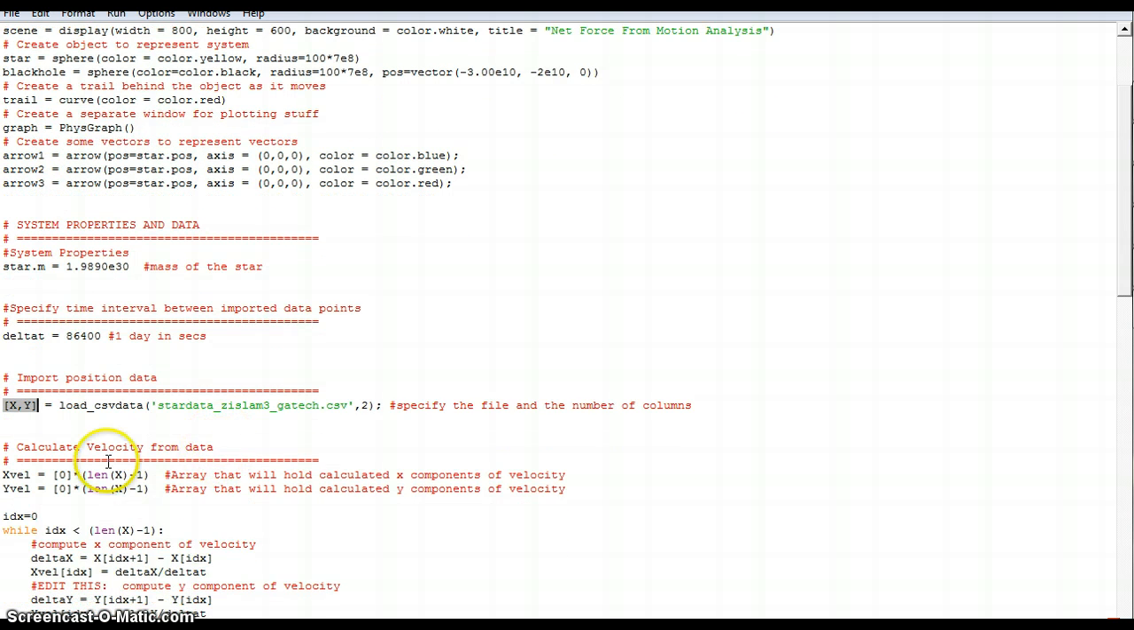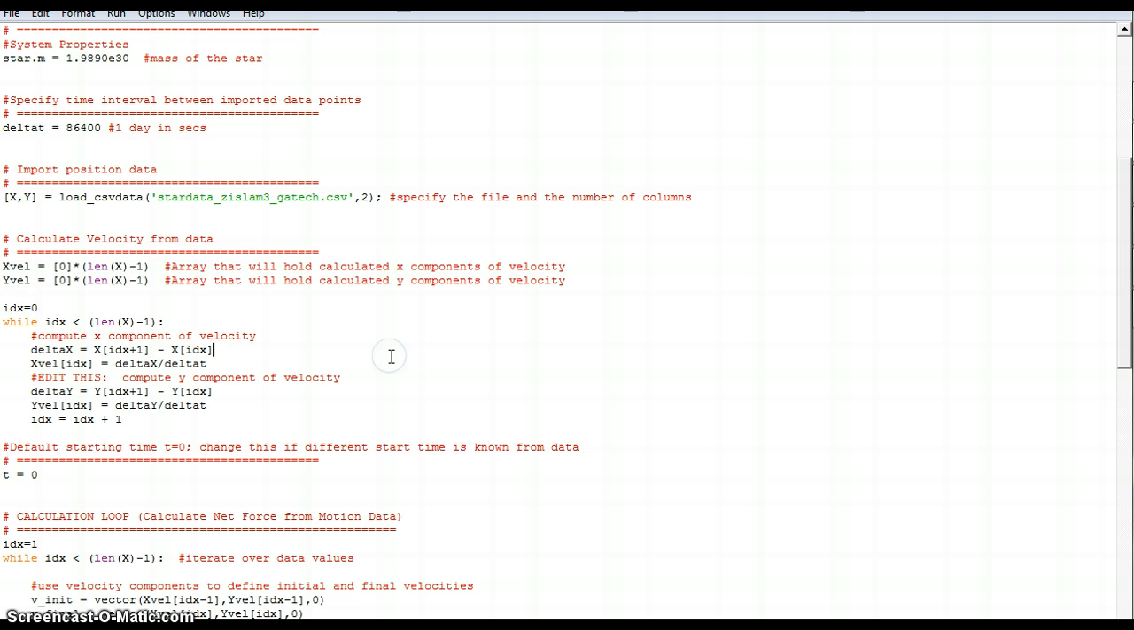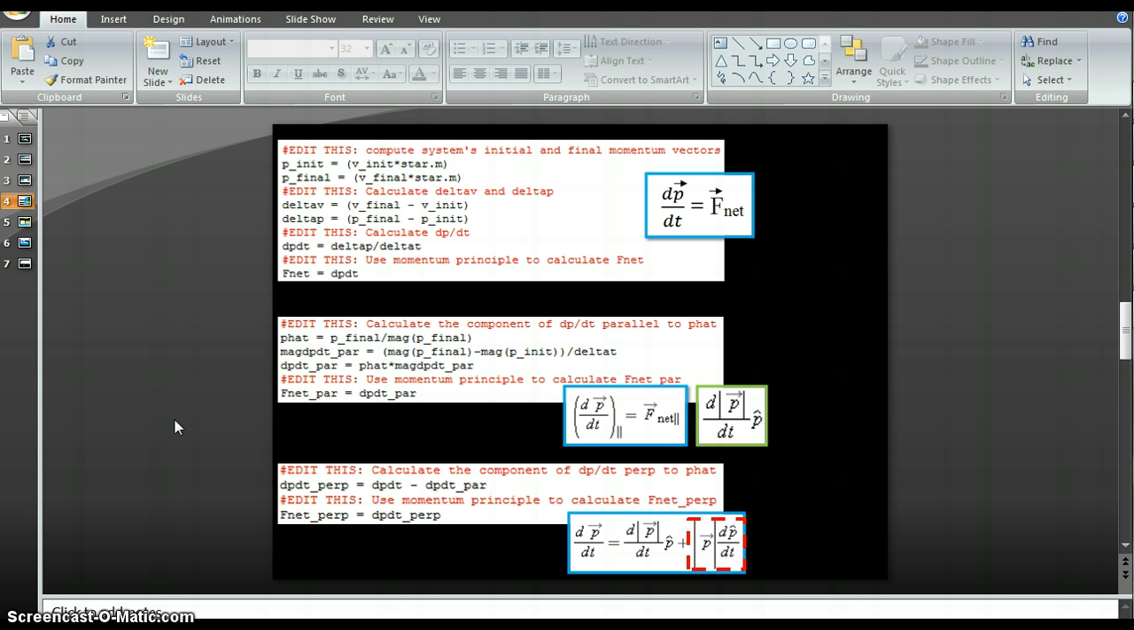And that information is also used right here to calculate the velocities, the X and Y respectively. And then throughout the whole program, it goes through this while loop, and with each step in the while loop, it updates the position and the velocity depending on what X and Y position is at. So the actual physics behind the code is right here.